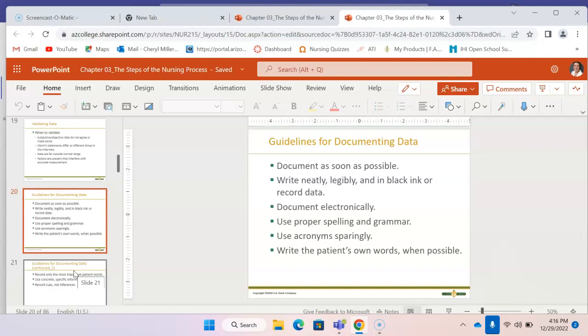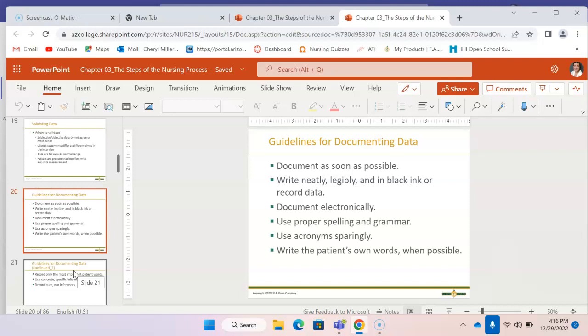Document it electronically. It doesn't matter if it's on that sheet of paper when the patient goes to the OR. It makes a difference if it's in the electronic system. Document in as close to real time as possible. It'll save you a heck of a lot of trouble. Use proper spelling and grammar.